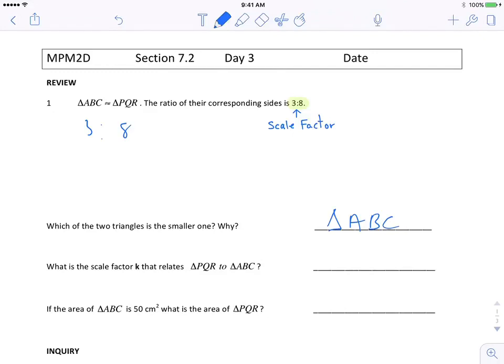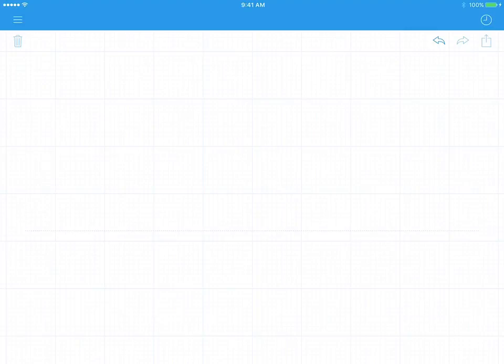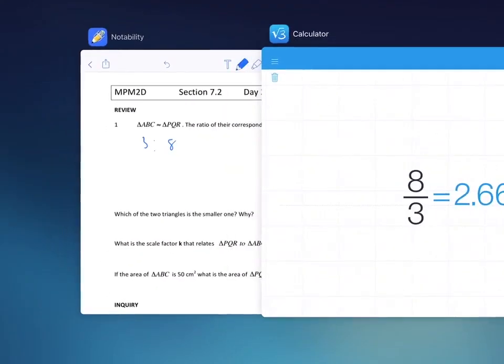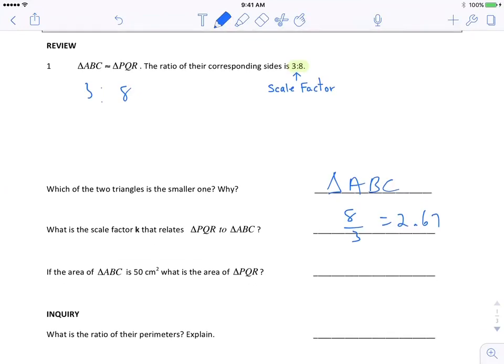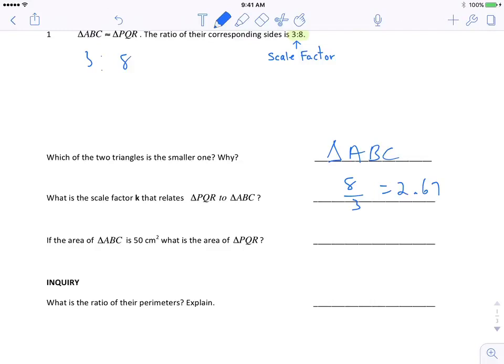What is the scale factor that relates the larger triangle PQR to ABC? That would be the larger divided by the smaller. I think it's equal to 2.67. But let's just double check that quickly. 8 divided by 3. So 2.6 repeating, so 2.67 if you want to round that. Then it tells us here that the area of triangle ABC is 50 square centimeters.